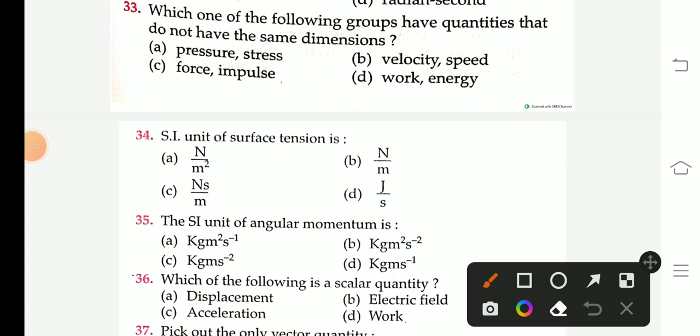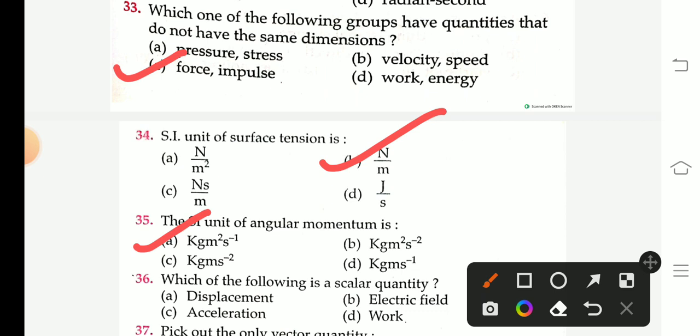Which one of the following groups have quantities that do not have the same dimensions? Force, impulse. SI unit of surface tension is newton per meter. The SI unit of angular momentum is kg meter square per second.